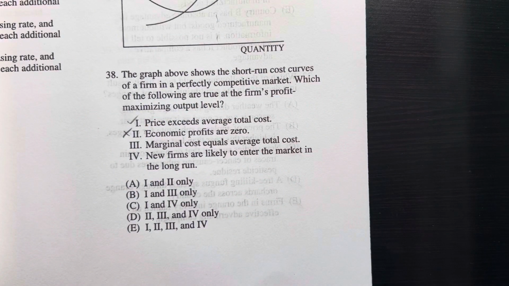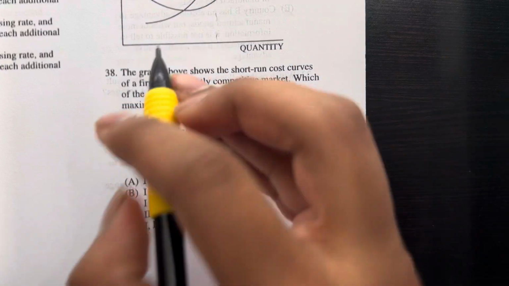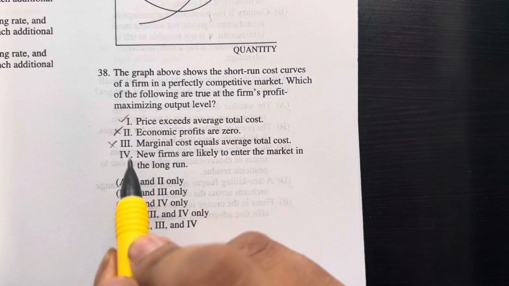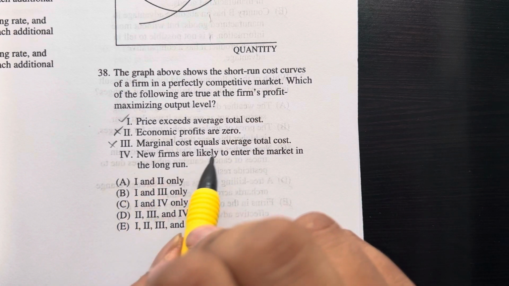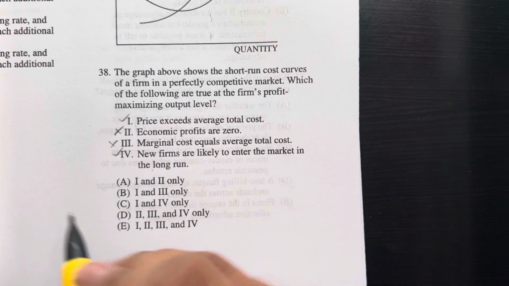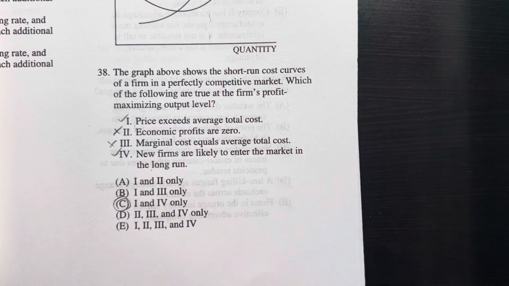Marginal cost equals ATC? No, it doesn't. ATC is here. Marginal cost is not equal to ATC. New firms are likely to enter the market. Yes, because there is profit. So in the long run, yeah. So 1 and 4 should be C.